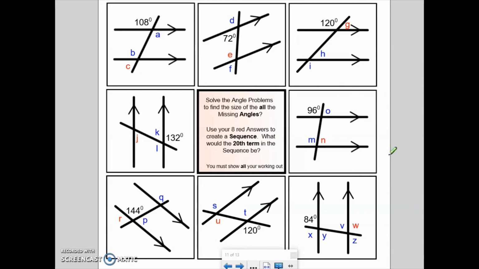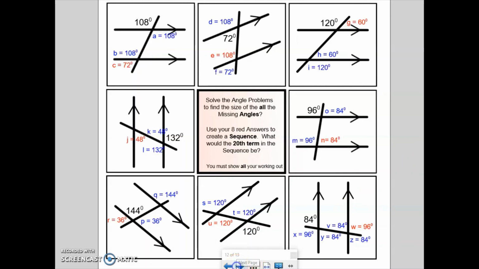Okay, welcome back. I'm just about to display some answers for the main task. Remember, you should have put your 8 red answers in the correct order to create a sequence and use that to find the 20th term of the sequence. Okay, my solutions look like that. Again, you have the ability to pause the video to mark up, assess your work, and make any corrections.